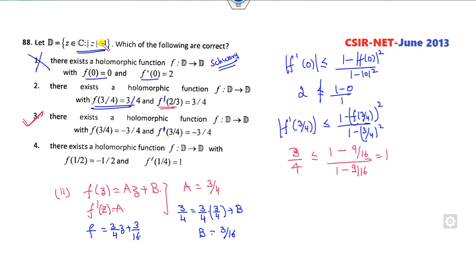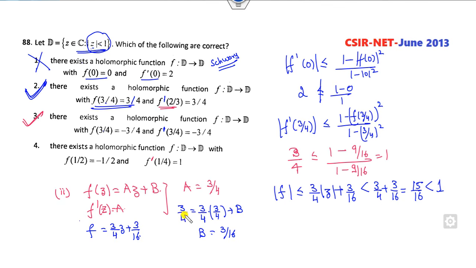Now we have to check the domain. We can take the modulus. |f(z)| is less than or equal to (3/4)|z| + 3/16. On this, |z| is less than 1. So it is less than 3/4 + 3/16. What is that? It's 15/16, which is still less than 1. So it's satisfied here. So this option is also a correct one.